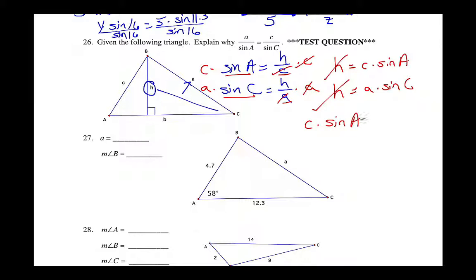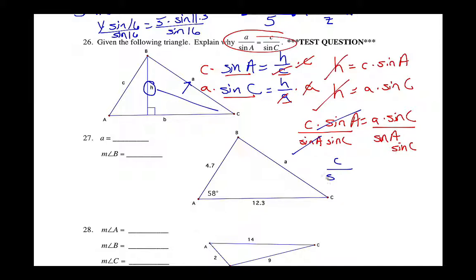So c times the sine of a should equal a times the sine of c. So that part's good. We've got all the pieces, but it doesn't look like the law of sines. So the last step is we divide both sides by the sine of a and the sine of c. The sine of a cancels the sine of a, just leaving me c over the sine of c. And on the other side, the sine of c cancels the sine of c, leaving me just a over the sine of a. And I've proven that every time in this triangle, this relationship will hold true. And that's the law of sines.